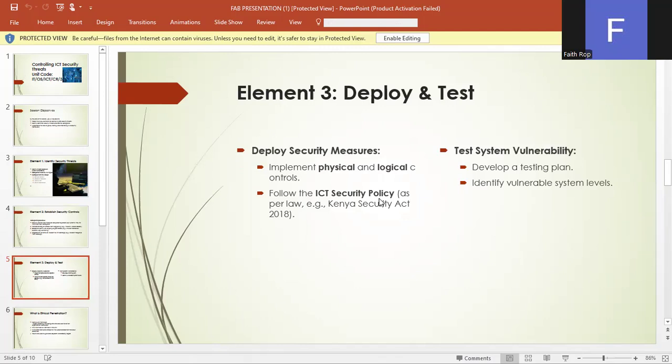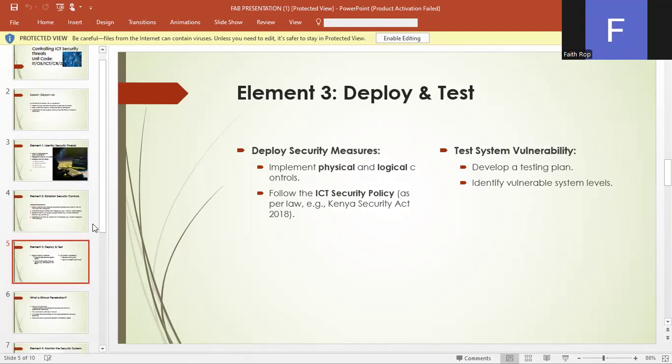The ethical penetration comes in. This is something called legal hacking. It means testing systems with permission to uncover the weaknesses before the real hackers do it. So we have test for vulnerability, that is deploying a test plan, identifying vulnerable system levels.